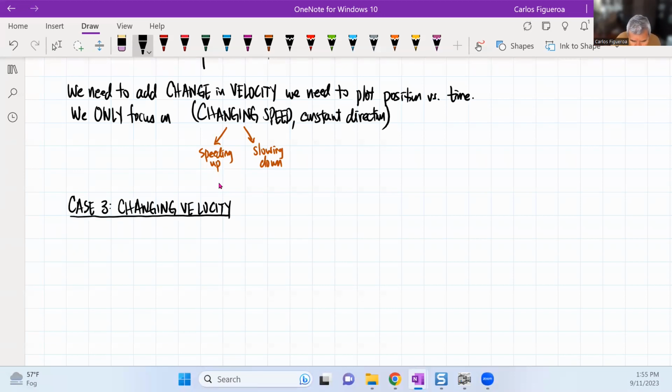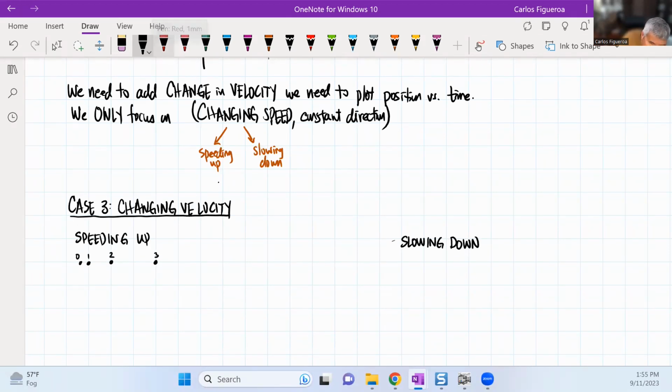Now, it's worth looking at the motion diagram a little bit better here. Let's think about speeding up here. And at the same time, let's talk about slowing down. What do we know about these guys here? We know that if we start looking at speeding up like this, what do we see here? This is 0, 1, 2, 3.